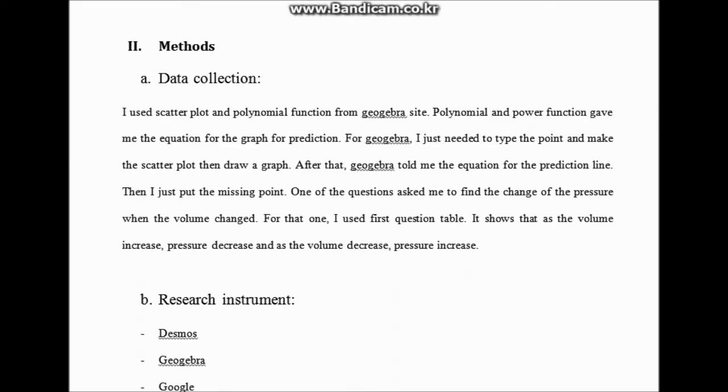Second, method. GeoGebra helped me to find the prediction line from the scatter plot. Desmos helped me to check the answer. The equation PV equals nRT was the main key for this project. P is pressure, V is volume, n is the number of moles, R is the gas constant, and T is temperature.